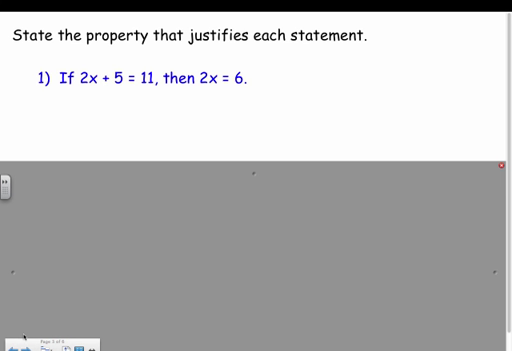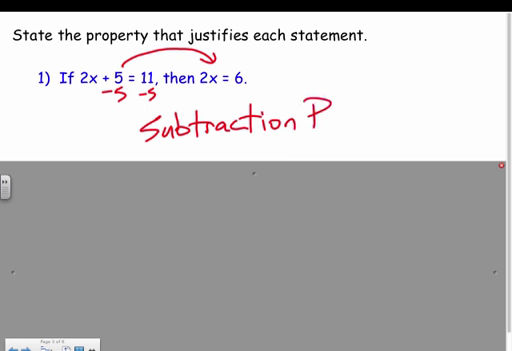So if 2x plus 5 equals 11, then 2x equals 6. So all I'm saying is, what happened when I went from this to that? Well, it looks like we subtracted 5 from both sides. So all I'm going to say is I used the subtraction property. So it's subtraction, whatever property you're actually using to get from one part to the other.